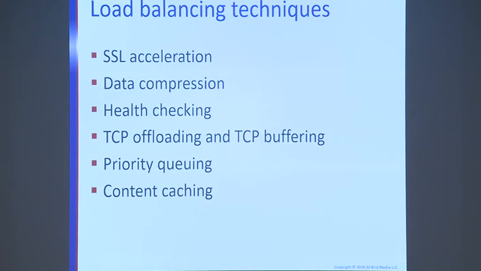So this is a great way of being able to load balance some of my traffic. So things such as my SSL, my data compression, health checking, offloading some of my TCP and some of the buffering for it. Priority queuing, which is what we're using for voice over IP with quality of service. I can also do content caching. So anytime you're going out to a website more than once, we cache that information. We can get out there very quickly.